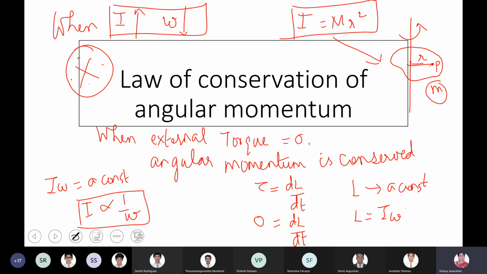The one is the law of conservation of angular momentum. Tomorrow, if possible, if I don't have any examination duty, I'll take your class. Just make a note of it. Let's start with a numerical.